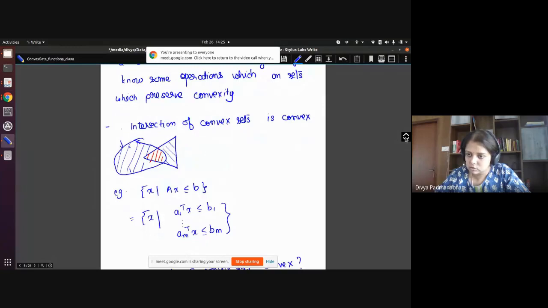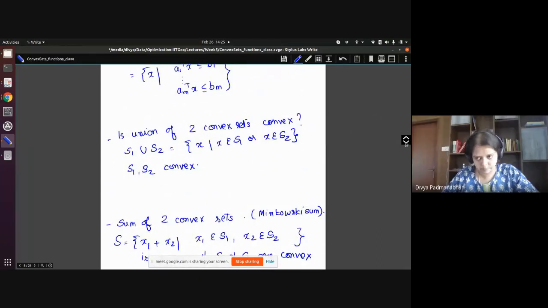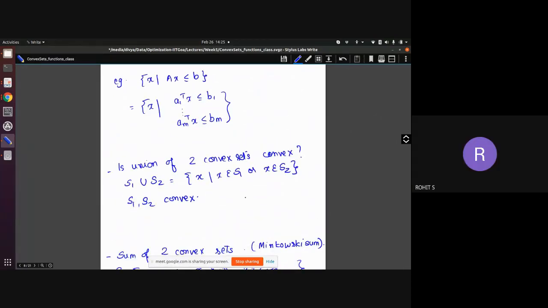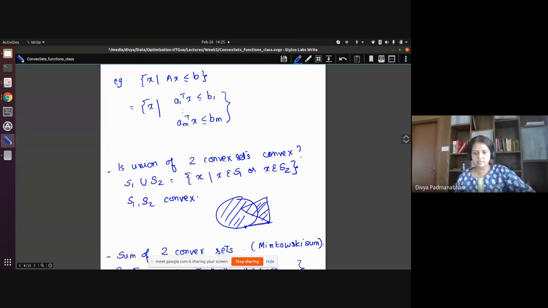Just like that, for the union of the circle and the triangle, the line joining the tip of the triangle to the circle does not lie in that area. You have this circle and you have this triangle. This is a convex set, and this is a convex set. But if you take the union, you're going to get this whole region. If you take these two points, the line joining them will not lie in the set.